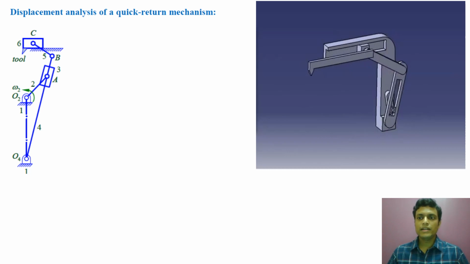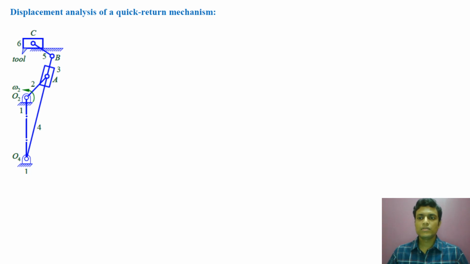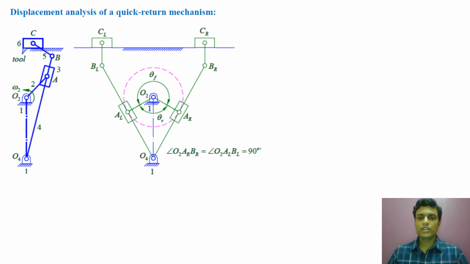Now let us move to the second step, that is, we have to draw a suitable geometrical construction. Now our objective is to find out the stroke and the quick return ratio. To find out the stroke, we have to determine the extreme right and left positions of the slider C, or link number C. What is the extreme right position and what is the extreme left position?